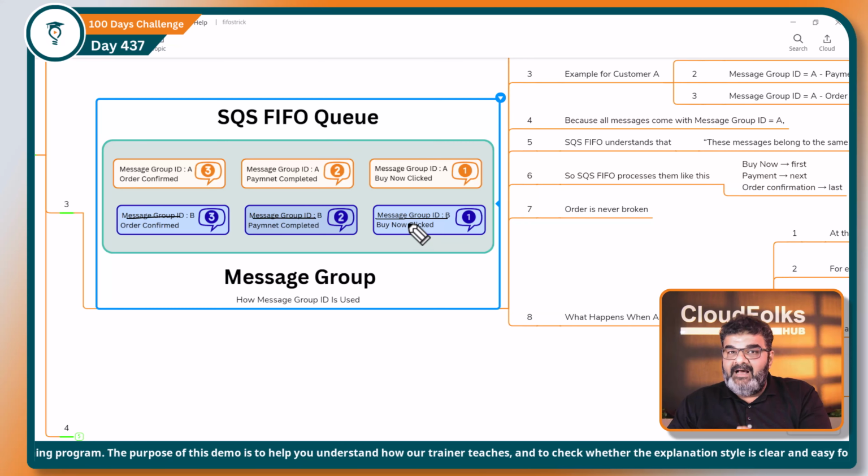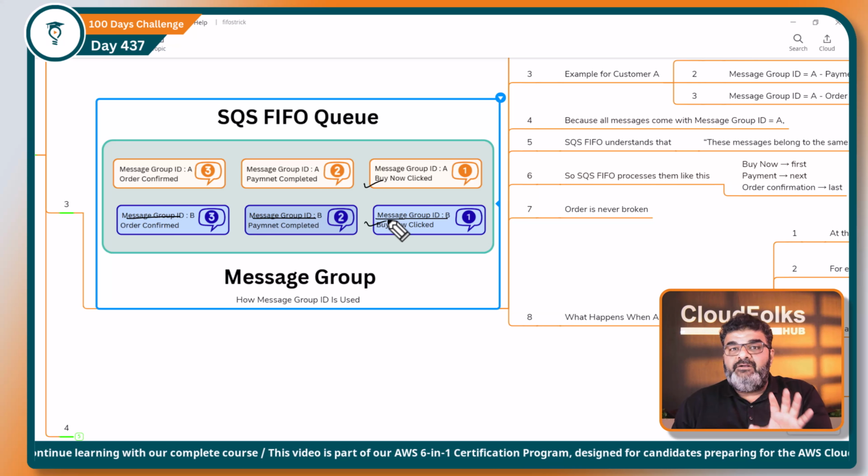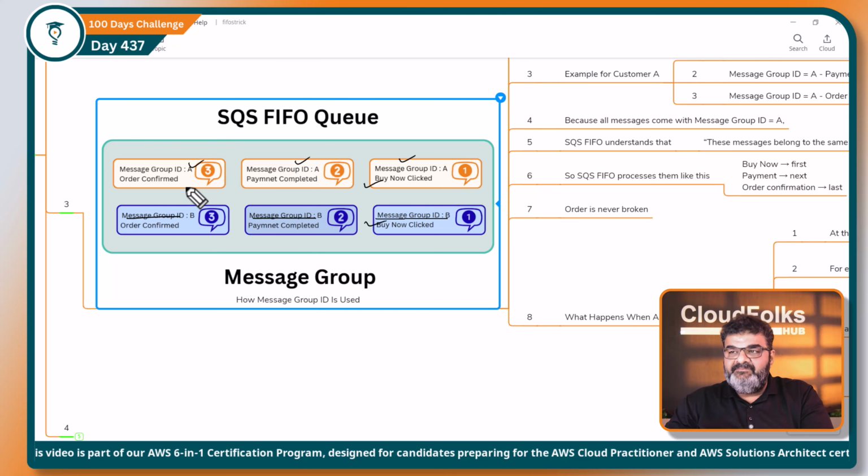Now, when the SQS queue is going to process these messages, it will not maintain order between different groups. So what I'm trying to say is that these two messages can be processed in parallel mode. These two messages can be processed simultaneously, right? Why? Because they actually belong to different groups. But if I'm going to talk about these three messages, they must follow the order, right?